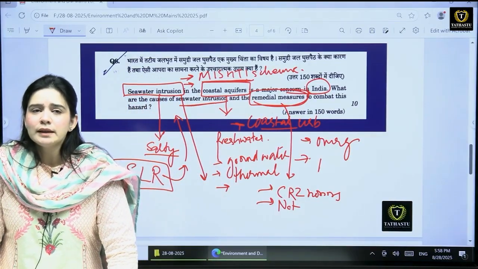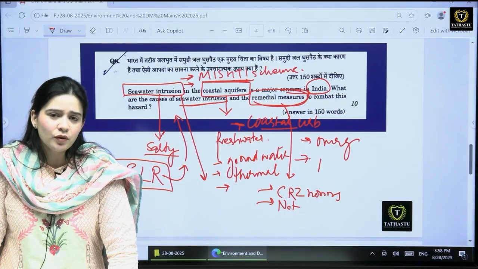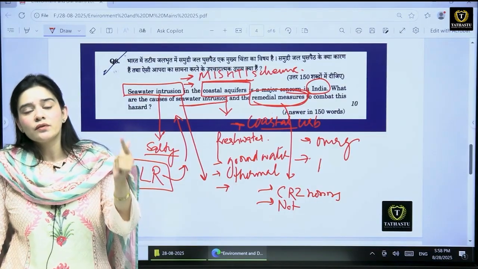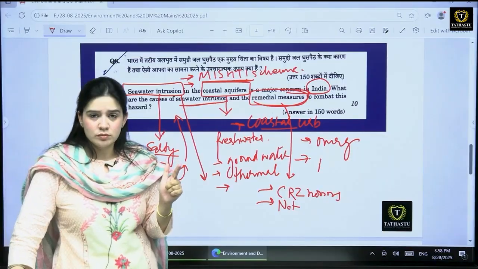And what is actually happening with this salt water intrusion is that, first of all, it will impact the local people. It will be unfit for drinking. It will also be unfit for cultivation, okay, of the crops.